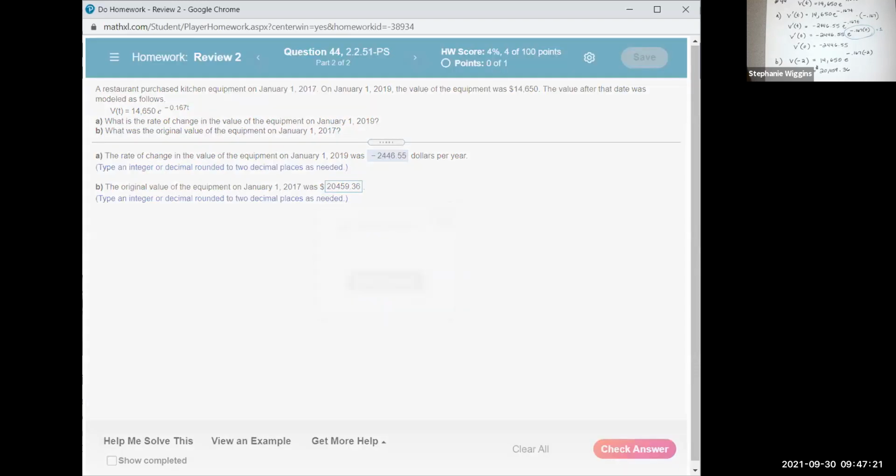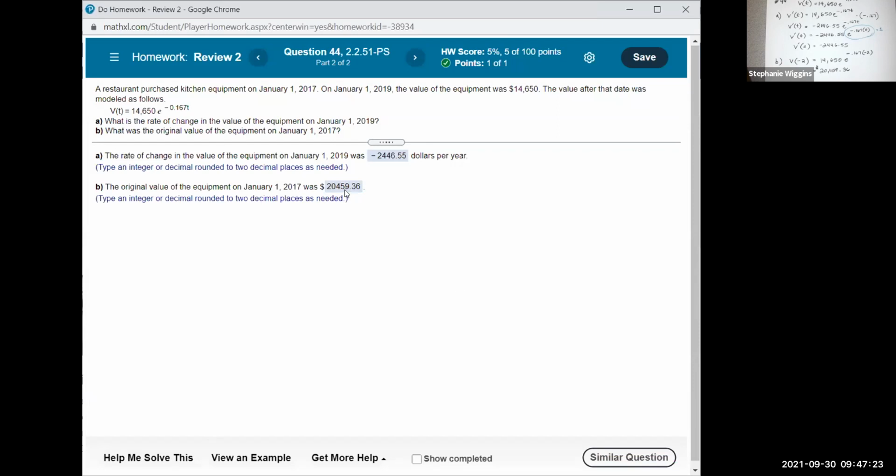Okay, notice that this number is higher than on January 2019. So in 2017, the value of the equipment was higher, and that's because it's depreciating, right? Or I think that's the right word. It's going down in value as time goes forward. So that's why we have a negative number here for the rate of change of the value. It's going down.